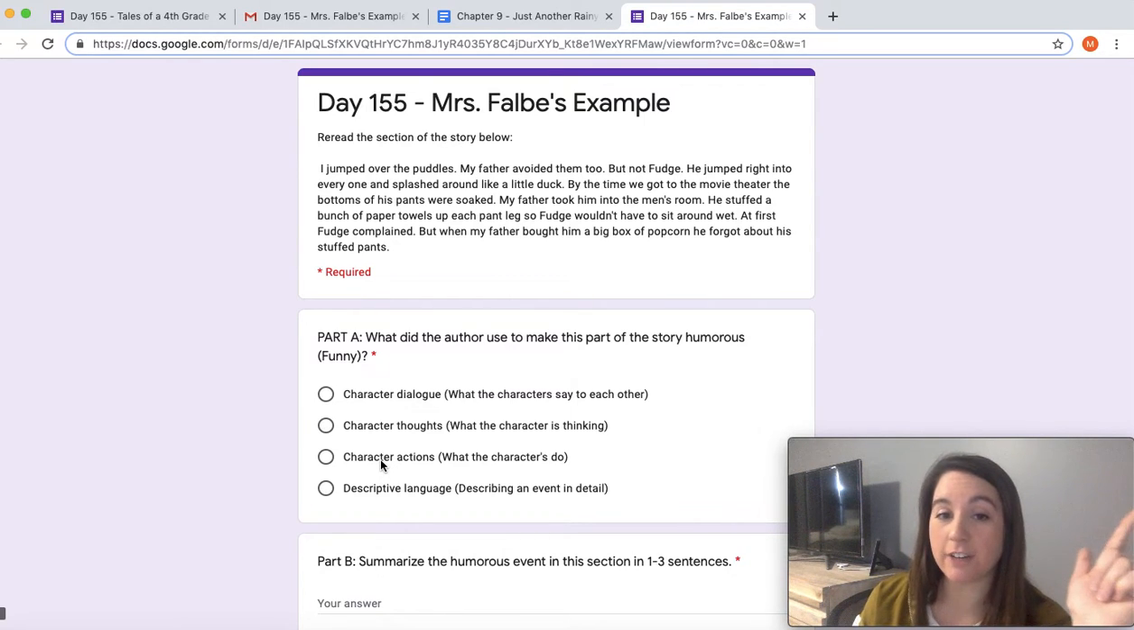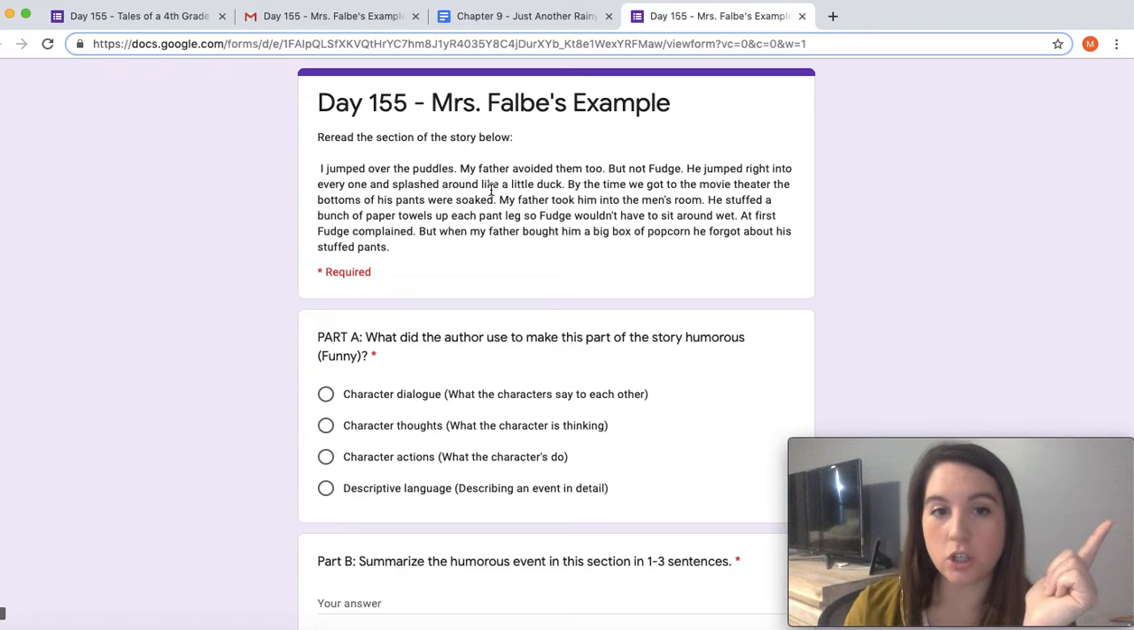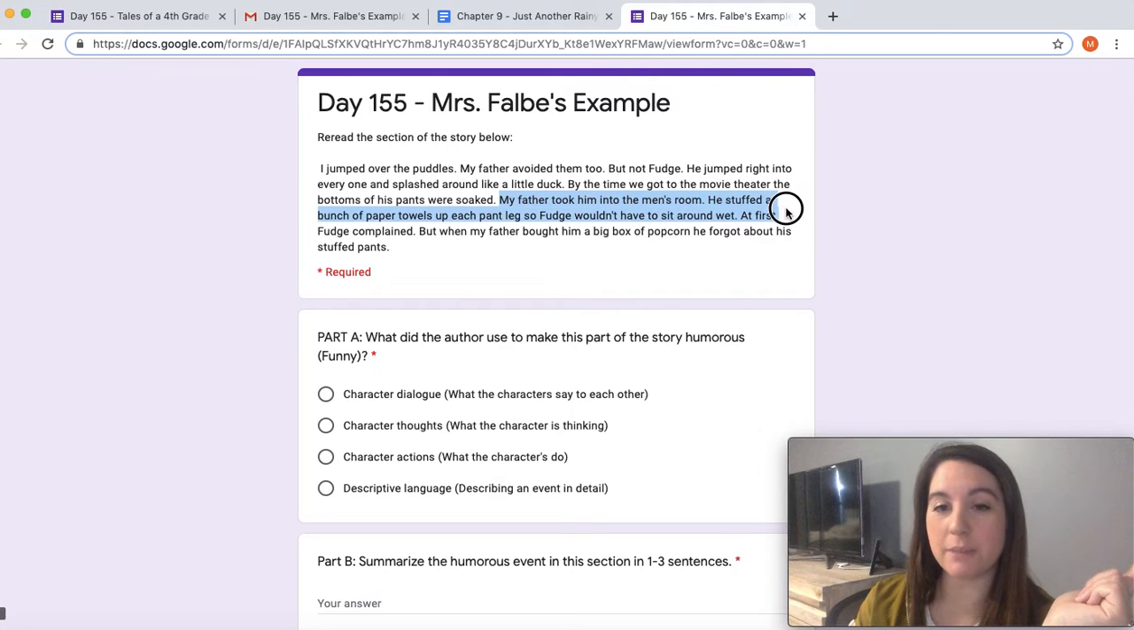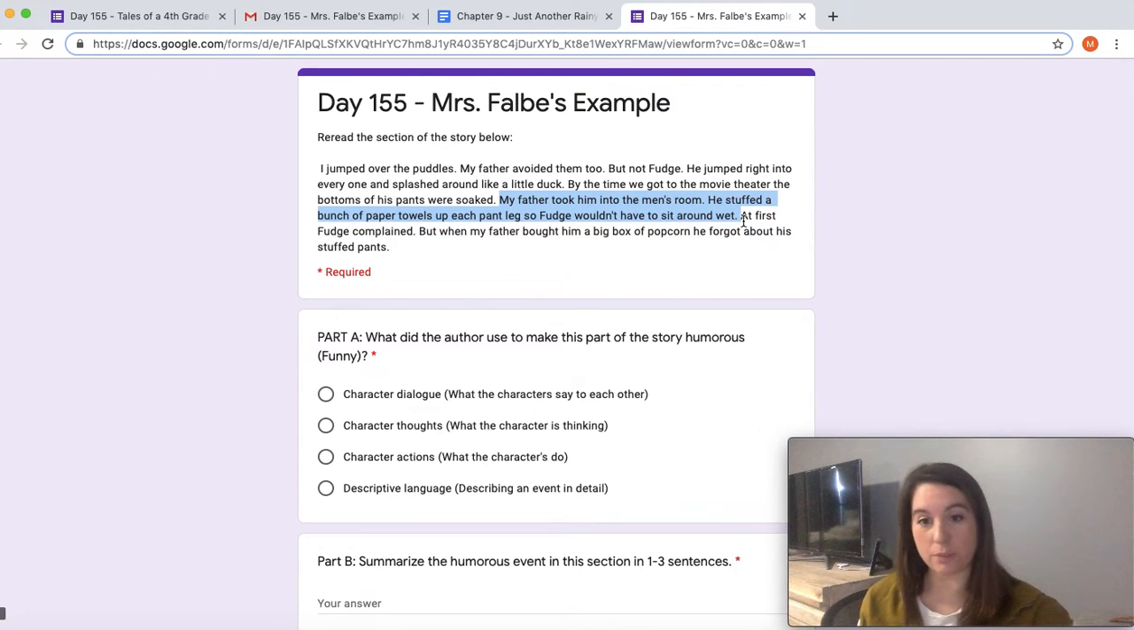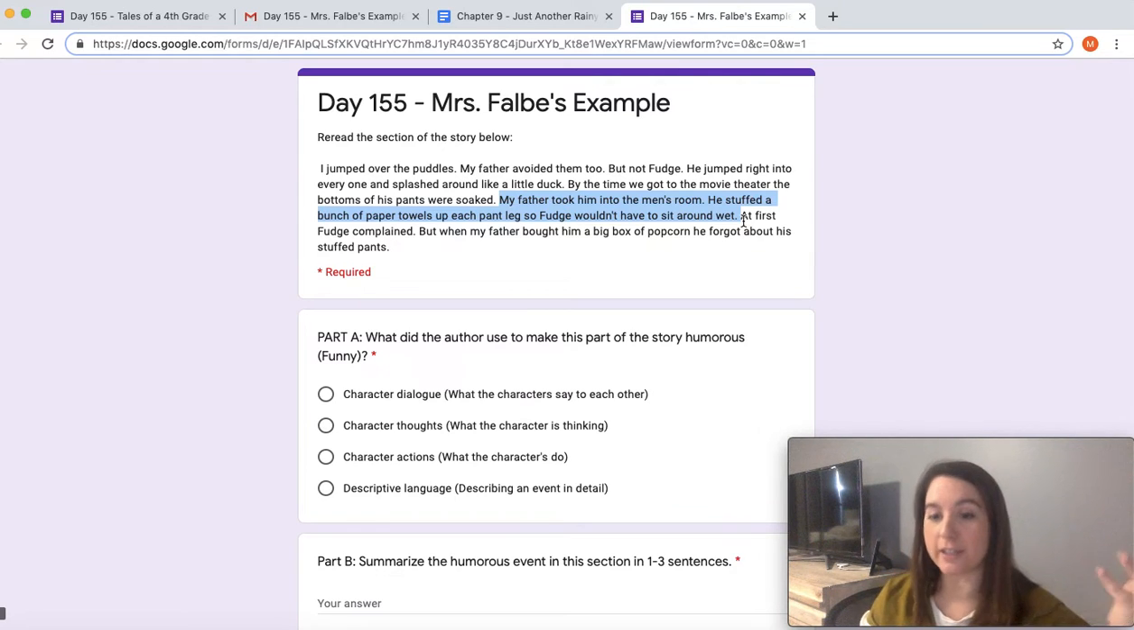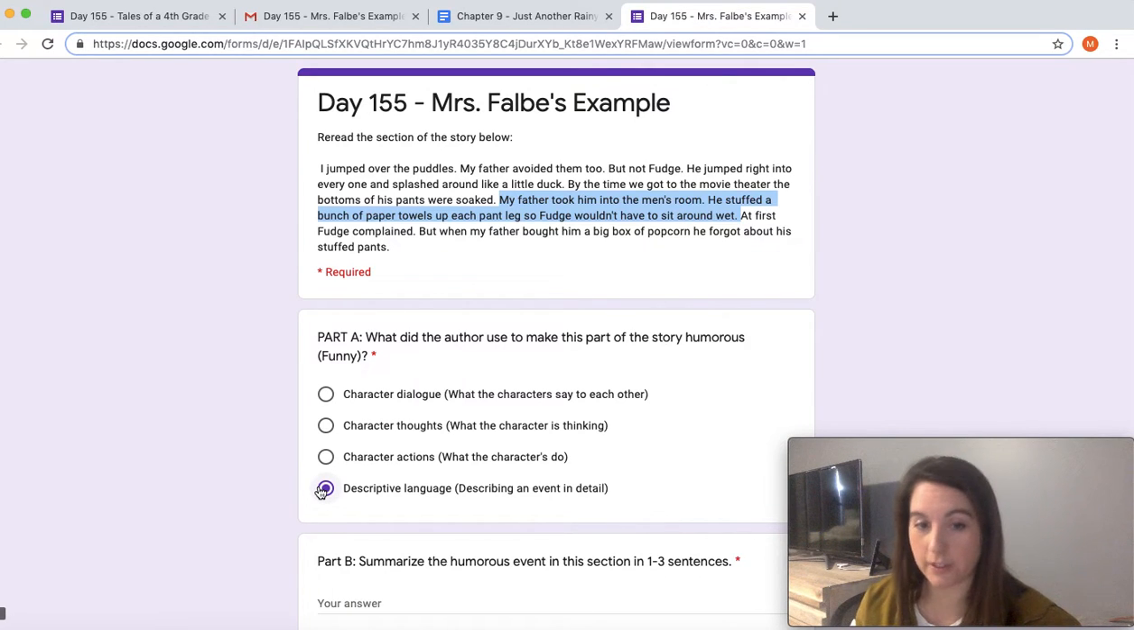But what I think's really funny is how it was described. They say he jumped into every one and splashed around like a little duck. His pants were soaked. And then this is the part that I thought was funny. My father took him into the men's room, and he stuffed a bunch of paper towels up each part of his leg so he wouldn't have to sit around all wet. I'm imagining that because that was very descriptive to me. I'm imagining his dad stuffing all the paper towels up his legs and then Fudge walking around with paper towels in his pants. To me, that's really funny, and that's descriptive language. So I would click descriptive language. The author described an event in detail.